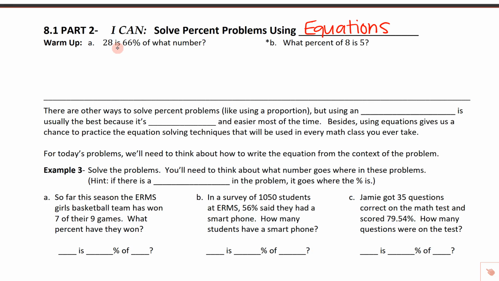So we have to remember that usually "is" means equals and "of" means multiplication. So 28 is, we have 66%. We want to change that to a decimal, so move the decimal twice to the left. So 0.66. And then of what number? That means times an unknown number. So I'm going to use x. Goal is to get x by itself, so we're going to divide both sides by 0.66.